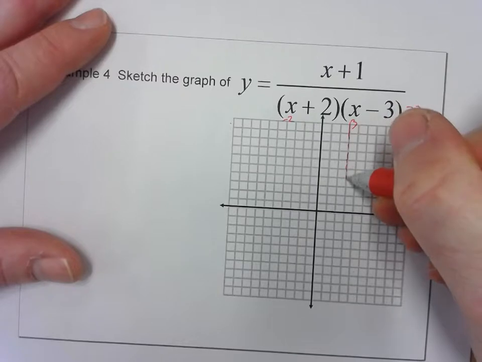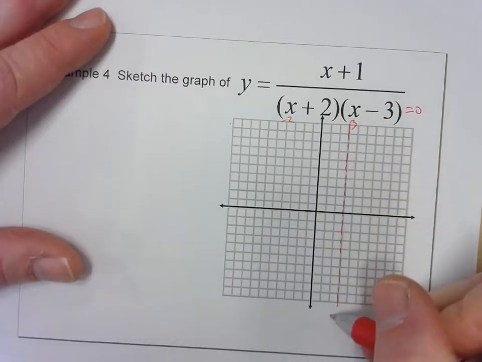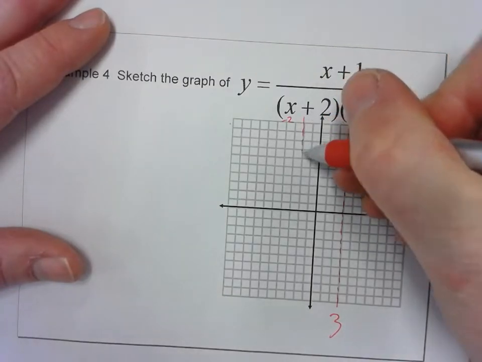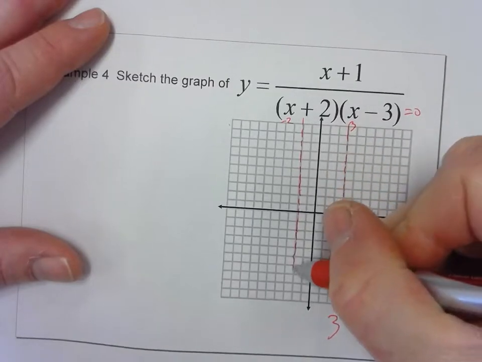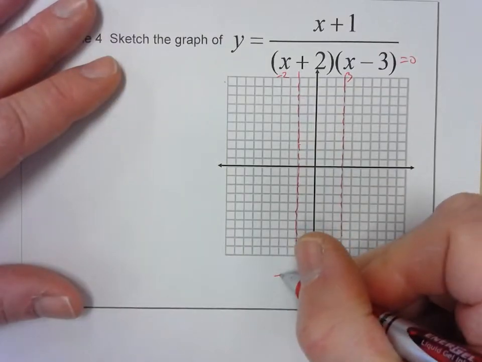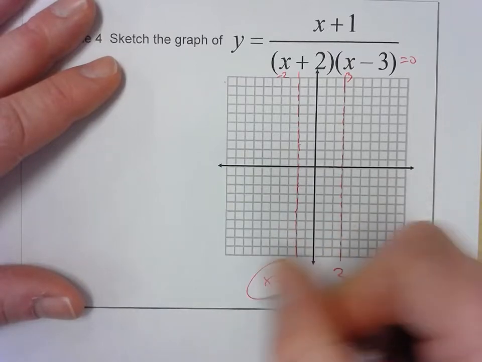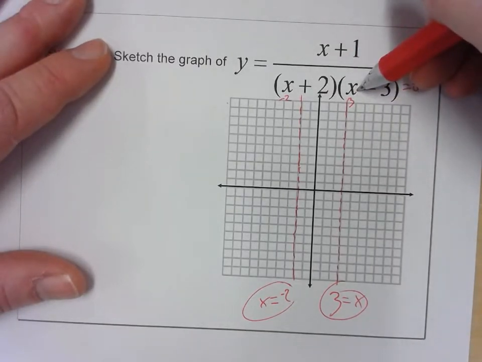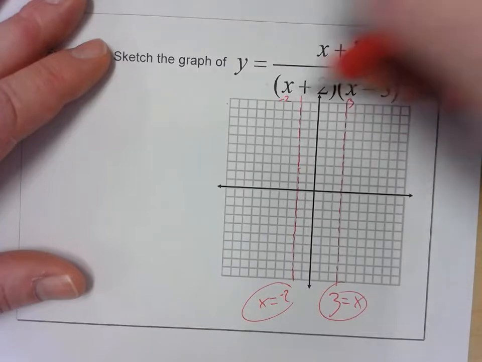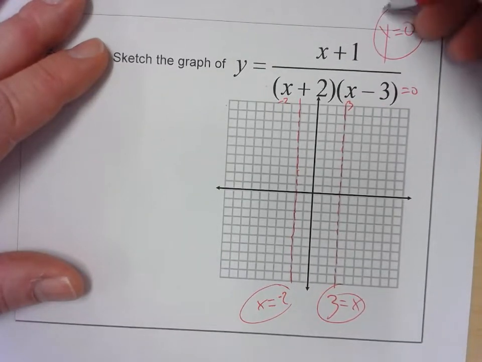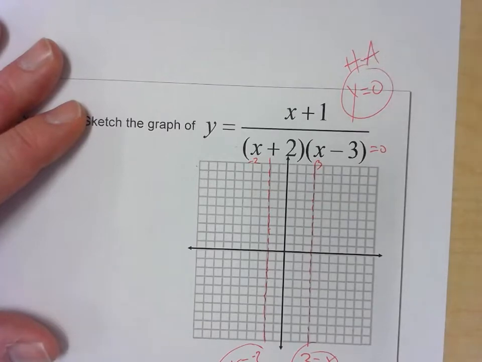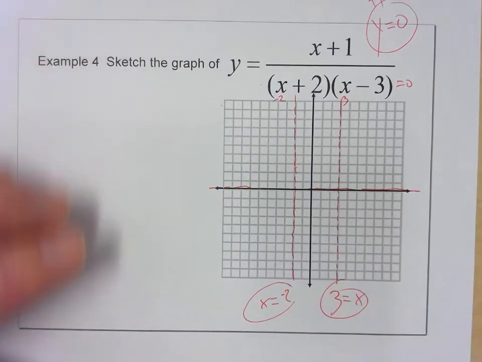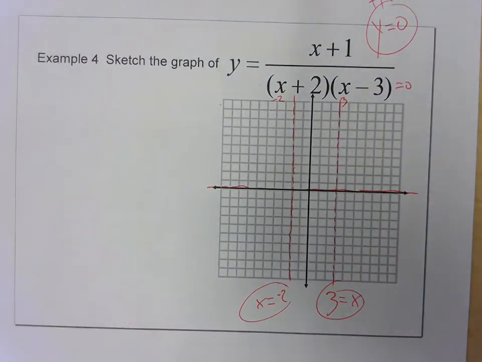So I put a line like this. 3 is a boundary, and then negative 2 is the other boundary. Okay, so x equals negative 2 is one vertical asymptote, and x equals 3 is the other one. Now, this is x times x, which is x squared, versus x. So it's a smaller exponent versus a larger exponent. So y equals 0 is your horizontal asymptote. So there's a horizontal boundary here. Okay? So I found the vertical asymptotes by setting the denominator equal to 0.